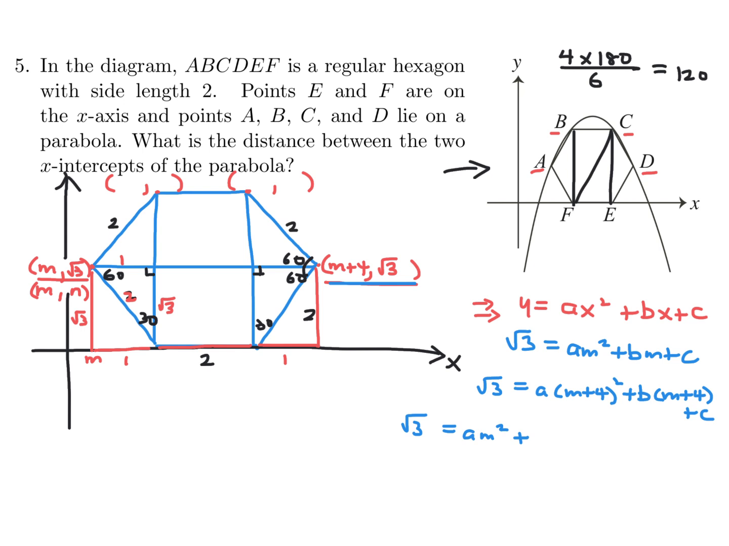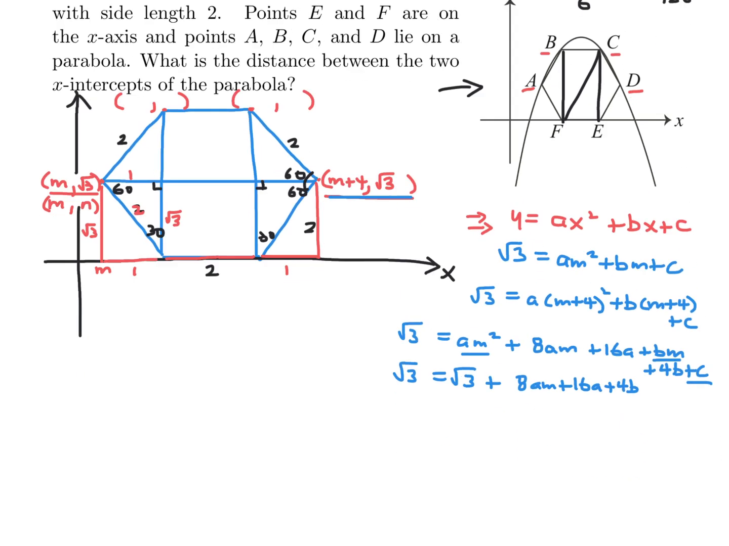Yeah, 8. When you expand this, it would be m squared plus 8m, so it would be 8am, and then plus 16a plus bm plus 4b plus c. Now am plus bm plus c, that's equal to root 3. So that's going to be root 3, those three guys, and then you're just left with 8am plus 16a plus 4b.